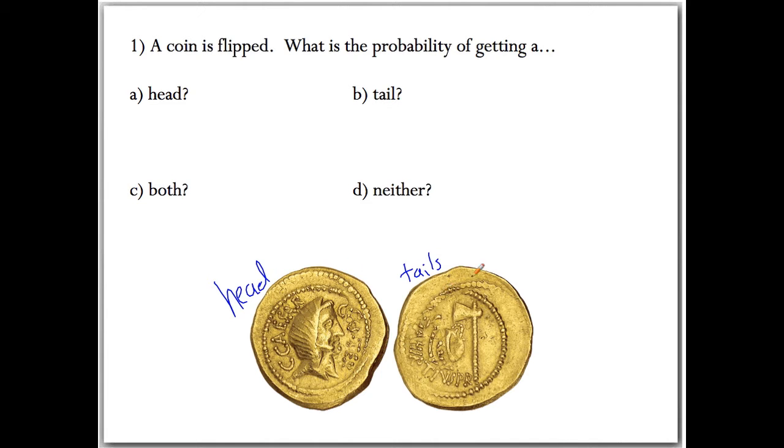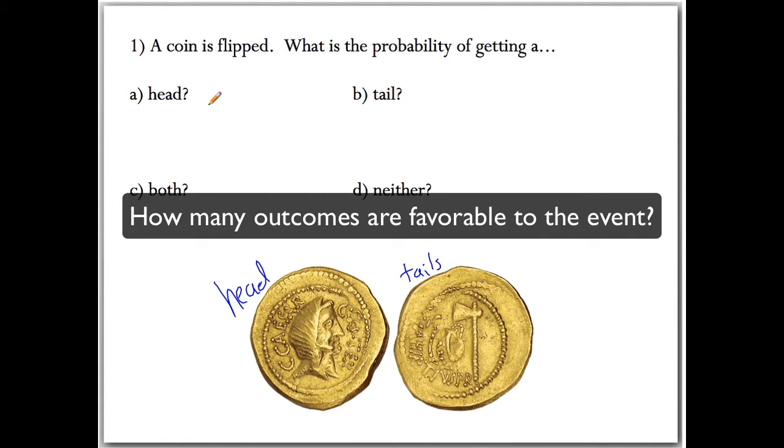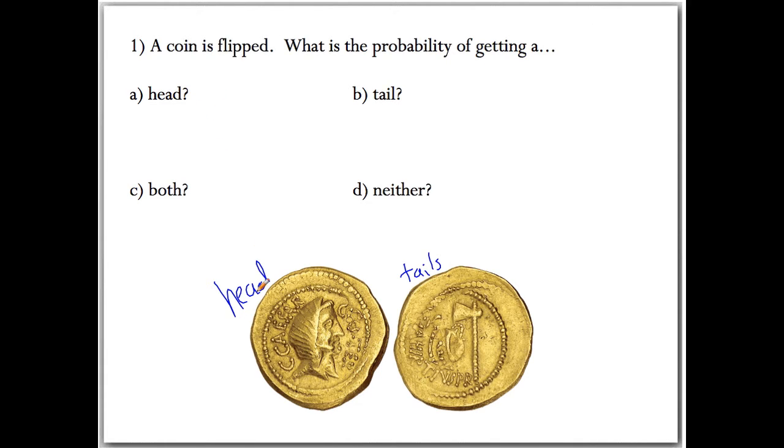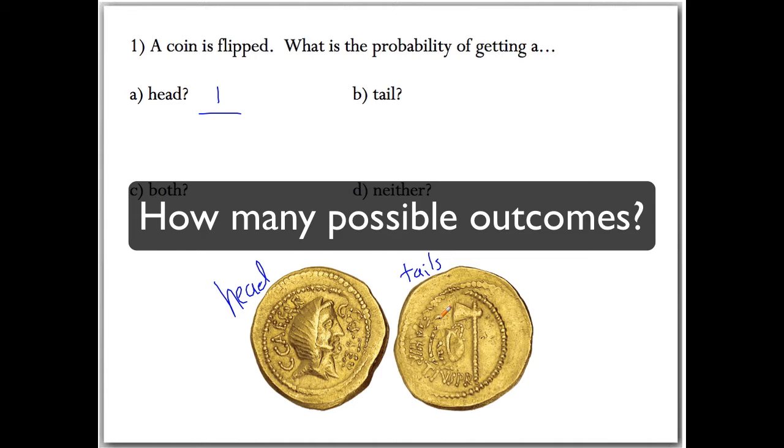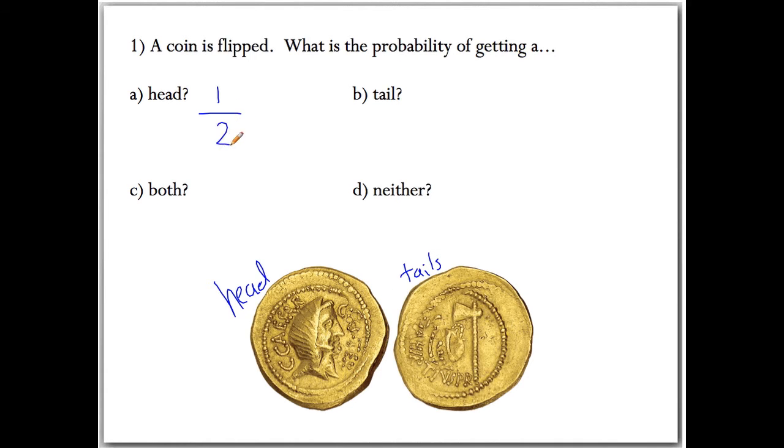So based on just this information, we can determine the theoretical probability of different events happening. If we want to find the probability of getting a head, we have to ask ourselves, how many outcomes are favorable to this event? Well, there's one head, so it's 1. And then out of how many possible outcomes do we have? Well, heads and tails, so there are 2 possible outcomes. So we have a 1/2 probability. We could also write this as 50% or 0.5.